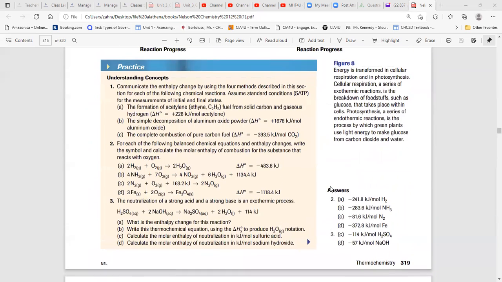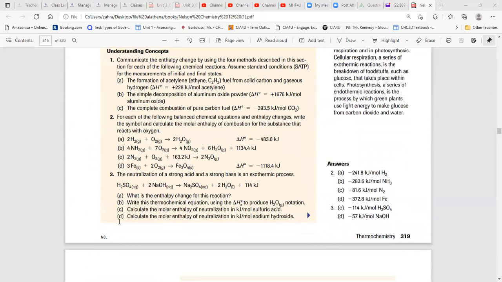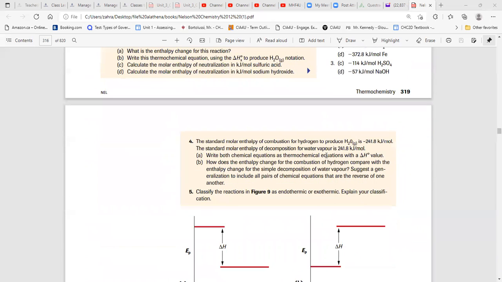So you can do questions number 2 and 3, this is on page 319.